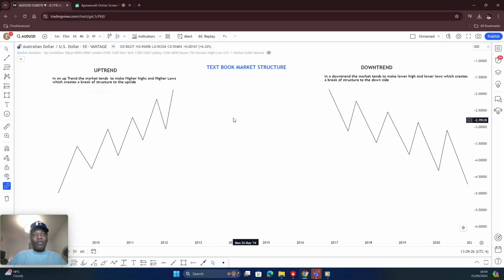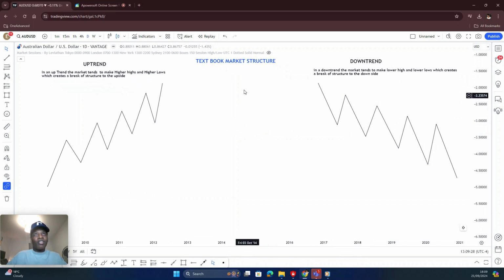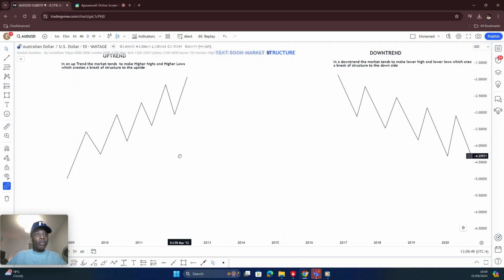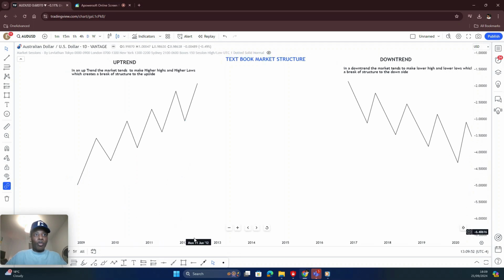From the diagram you can see here, this is just a textbook format of market structure, right? This is how the textbook says market structure. In an uptrend, price tends to make higher highs and higher lows, which creates a break of structure. What we see here is a push phase.